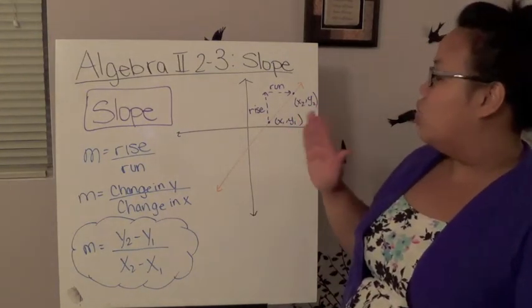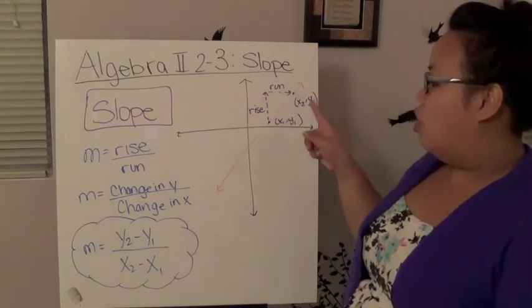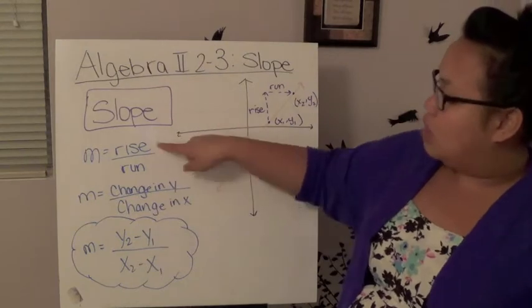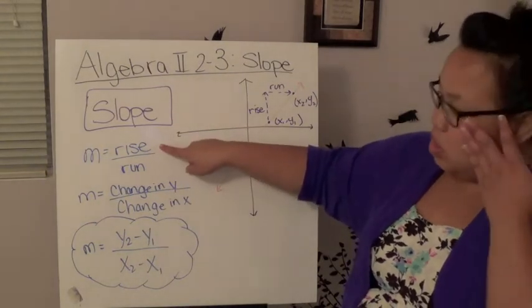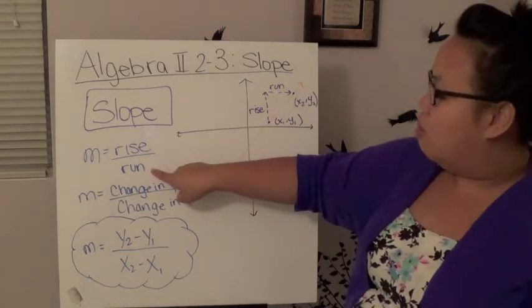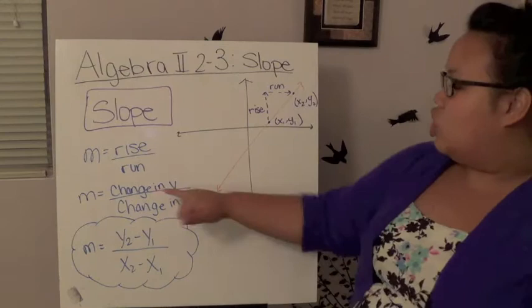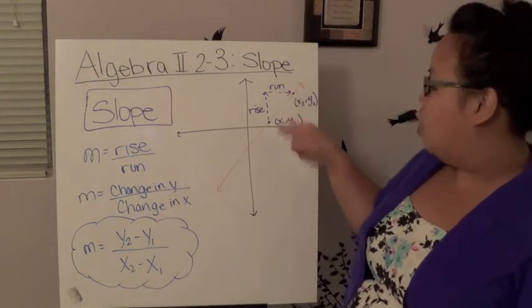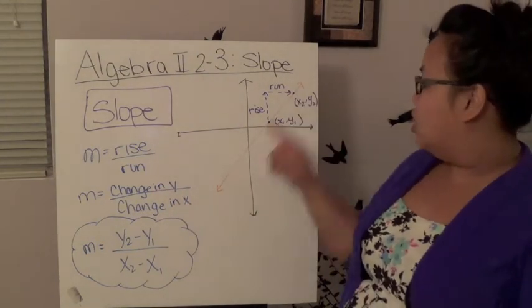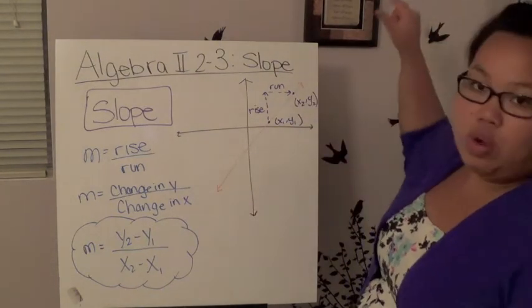And basically what we're trying to figure out is how much it goes up and how much it goes over. However much it goes up, that's on the top, okay, because the slope is a fraction, and how much it goes over is on the bottom. So rise over run. So basically we're trying to find the change in y, so the change goes up or down, or the change in x. Does it go right or left? So that we know how to continue on the line.